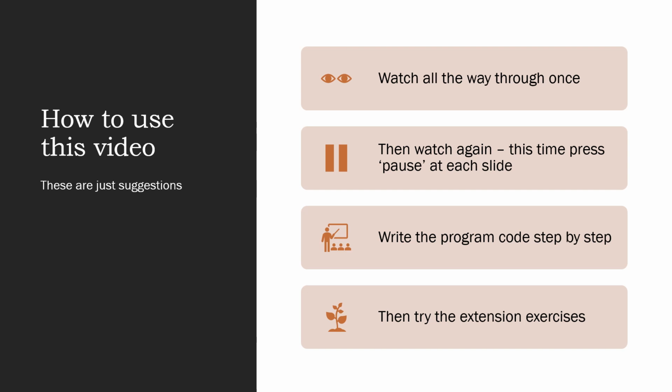So here's a suggestion about how you might like to use this video. You can watch it all the way through once. Don't do any coding, just watch it. It's up to you. Then I suggest you watch it again, and this time press pause at each slide, at least at the slides where you write some program code. And then as you're watching it, just write the program code and run it to check that you're getting the same results as what I show you. And then at the end, you can try some extension exercises, which is to practice your skills. These are just suggestions, so you use the video the way that suits you best.